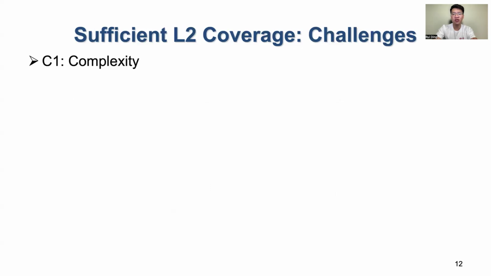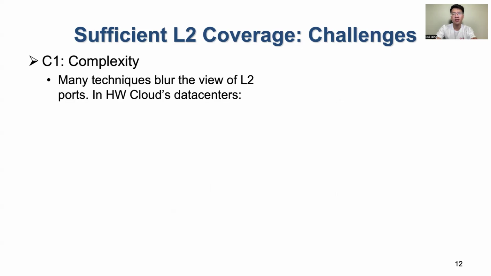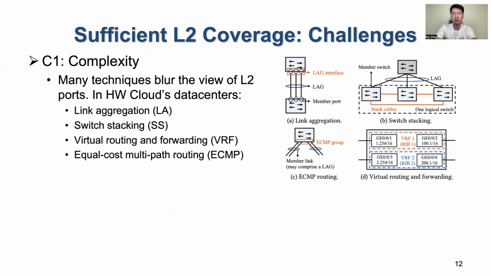We identified two challenges concerning sufficient layer 2 coverage. The first one is complexity. Many deployed techniques blur the view of layer 2 ports and make the path control on layer 2 invisible. For example, in Huawei Cloud's data centers, there are 4 such techniques that are deeply connected to each other, namely link aggregation, switch stacking, virtual routing and forwarding, and equal cost multipath routing.